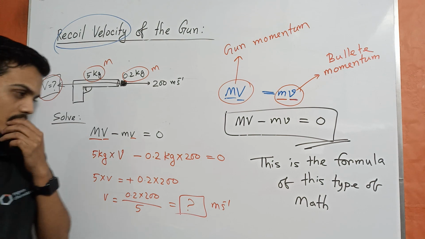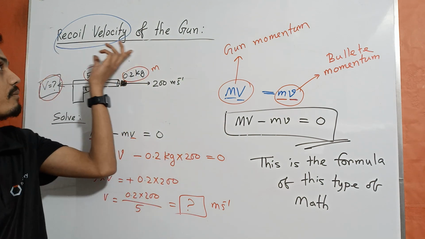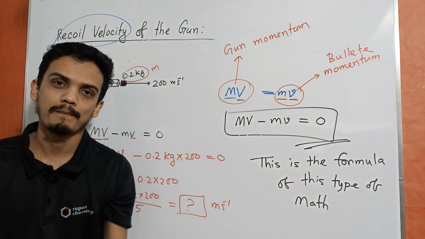Well, this is the recoil velocity formula of the gun.